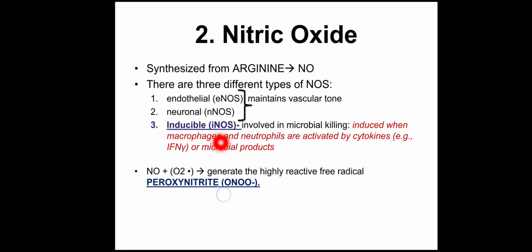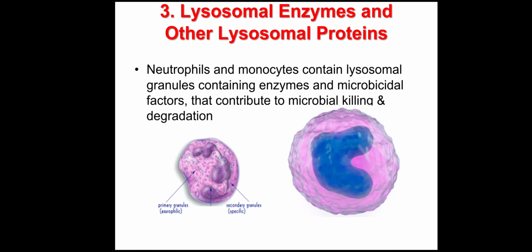This is known as inducible NOS and is involved in microbial killing. It is inducible, which means that it is induced when the macrophages and neutrophils are activated by cytokines or microbial products. When the microbial products come in contact with neutrophils and macrophages, they help in the production of inducible NOS. When this NOS forms NO, nitric oxide, the nitric oxide will react with superoxide to generate peroxynitrite. Again, it is a very strong free radical which will react with various components of the bacteria or microorganism to kill it. Now the last mechanism is the lysosomal enzymes and lysosomal proteins.